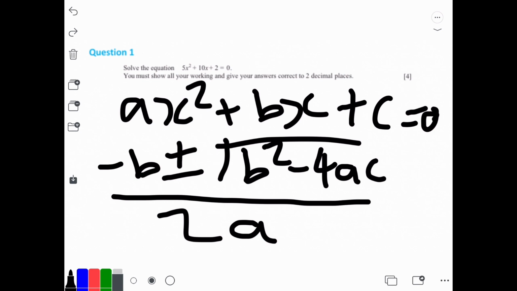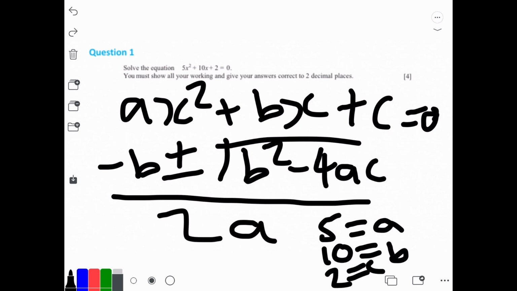Right, so in this case, we can set a equal to 5 because it is the coefficient of the x squared term. We can set 10 is equal to b, and 2 is equal to c.